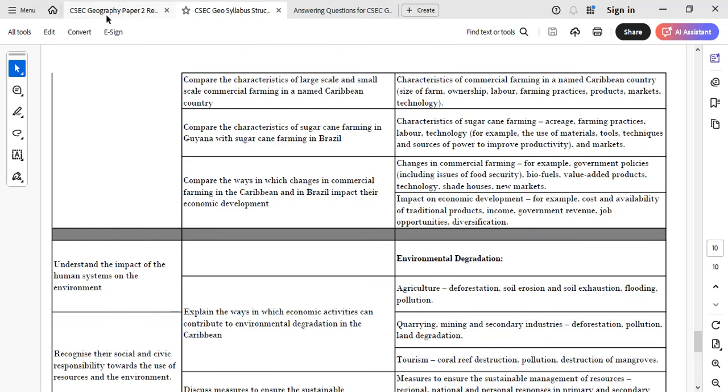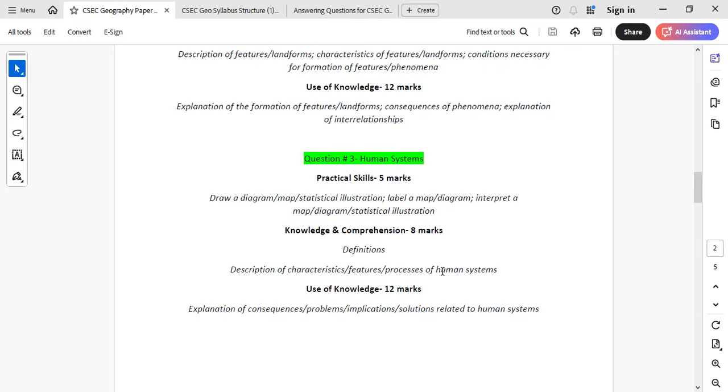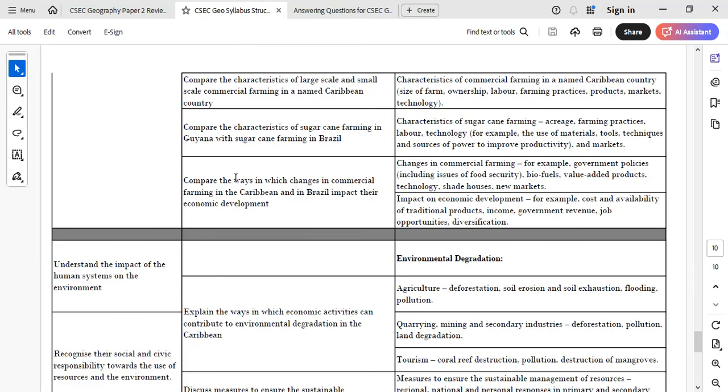And then with question 3, same thing, practical skills, 5 marks, they give you a diagram to interpret or to draw, a map, or whatever the case may be, a statistical illustration to draw or interpret, definitions, description of characteristics of processes or features. Describe 2 characteristics associated with primary activities or secondary activities of agriculture equipment, something like that, and then explain. And again, you could use the syllabus structure.